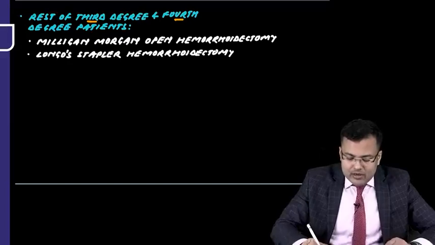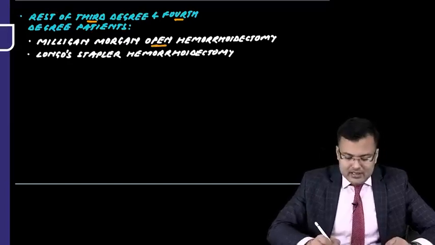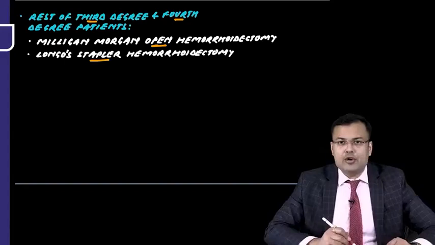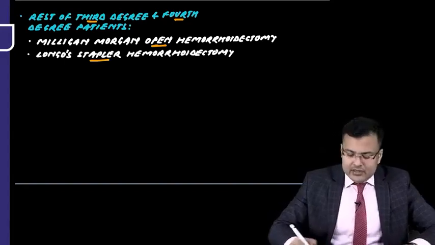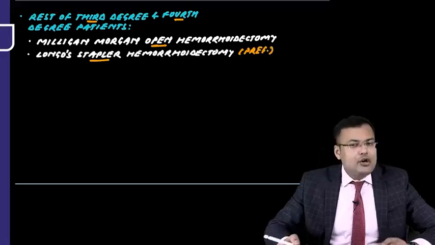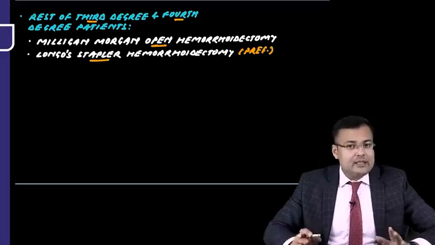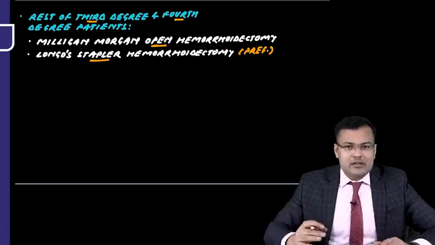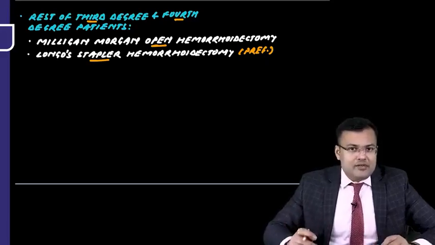First is Milligan-Morgan open hemorrhoidectomy, and the second is Longo-Stapler hemorrhoidectomy. Which one is preferred? It's the Longo-Stapler hemorrhoidectomy. It is preferred. Why? Because there is lesser pain. So another question, what is the most common complication of hemorrhoidectomy?